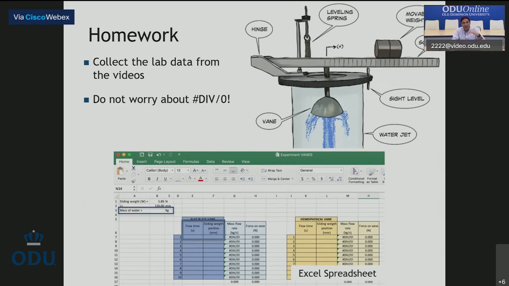Why? Because that's the mass that you collect to measure the flow rate. That's how we measure flow rate. We measure flow rate by collecting water and taking a chronometer. So we start the chronometer, the timer, and you start collecting.